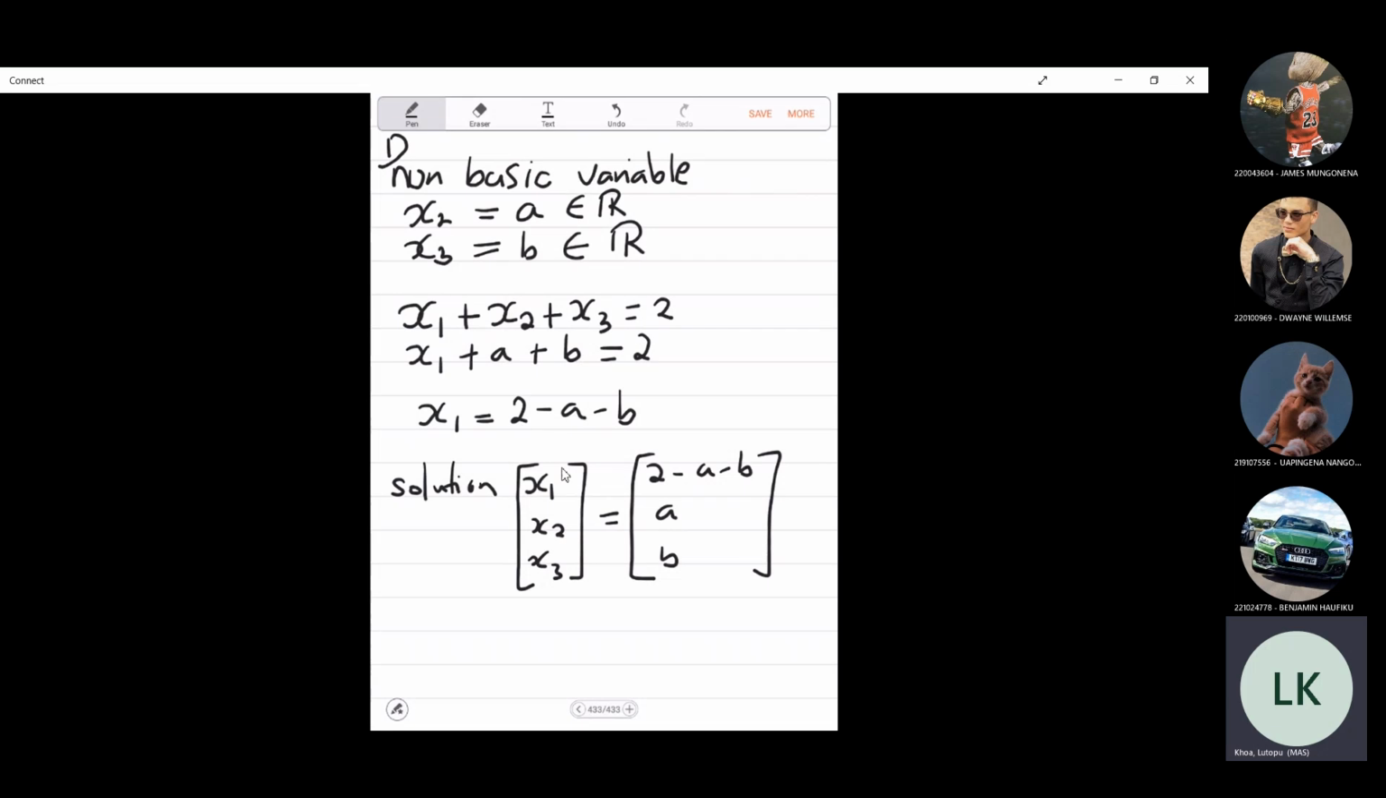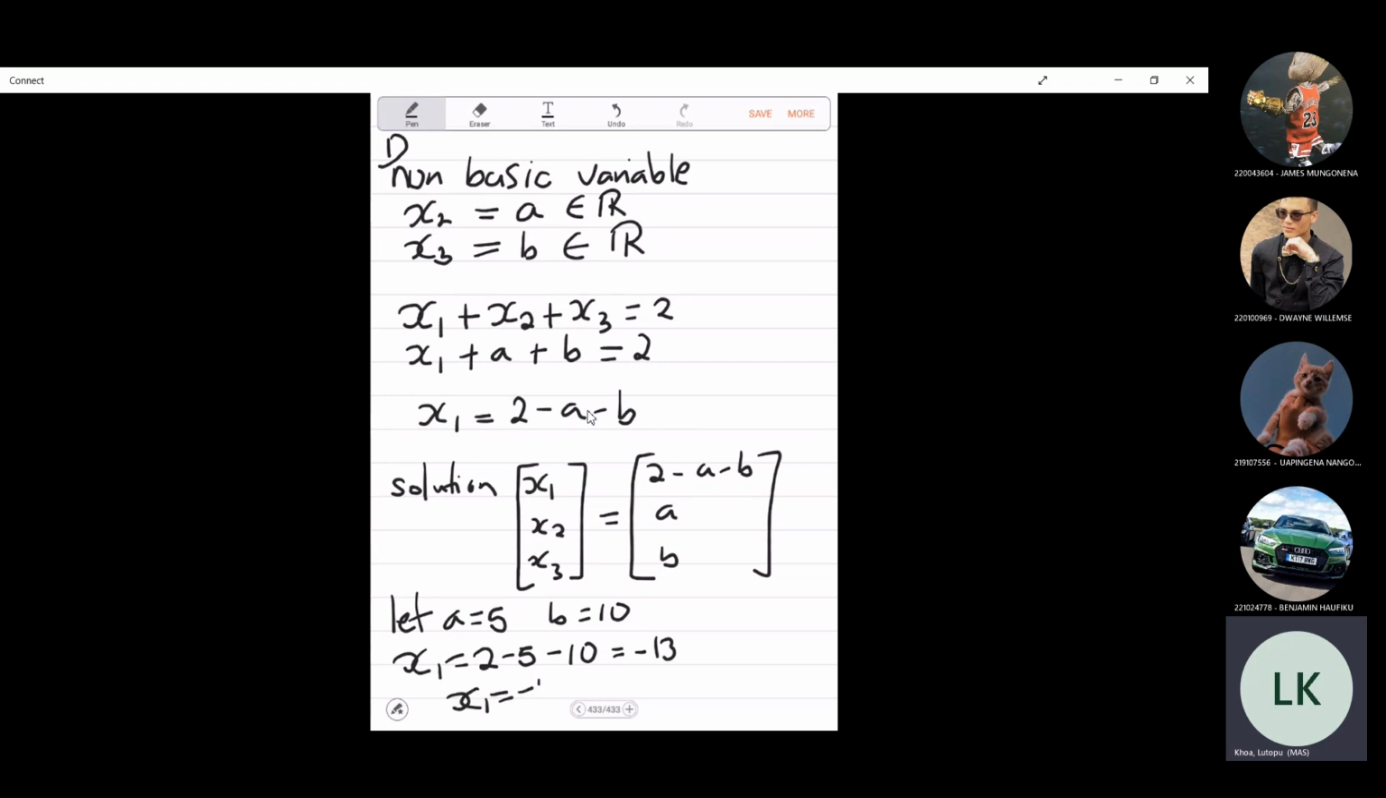Okay, right. So I can pick A and B to be any variables that I want, any real numbers that I want, like I said. So I can pick A to be 5 and this one to be 10, and then I can work out x2. So if I let A equal 5 and B equal 10, then this means that x1 is equal to 2 minus 5 minus 10, which is minus 13. So this is one of the solutions.